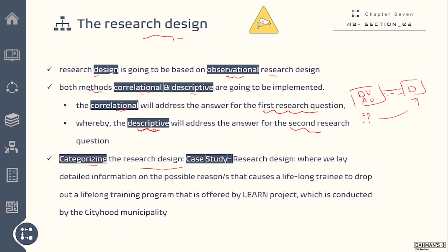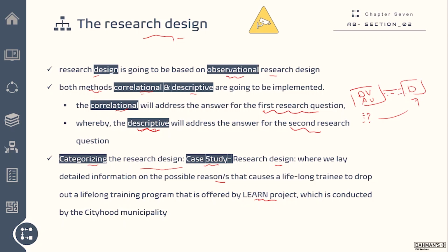How would you categorize it? We have discussed a number of possible categories. So in this case, we're going to consider our research a case study. Why? Because in the research design, we lay out detailed information on the possible reason or reasons that cause the lifelong trainees to drop out, which is offered by a specific organization or a project.